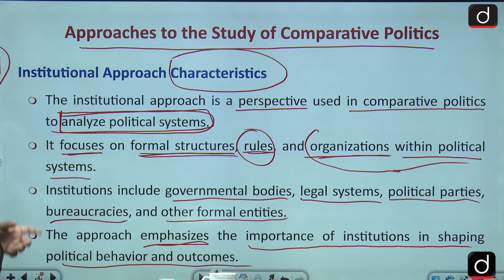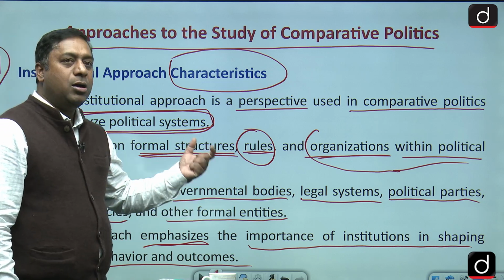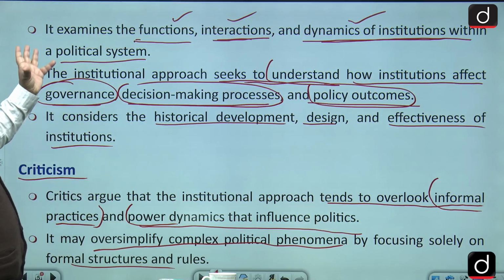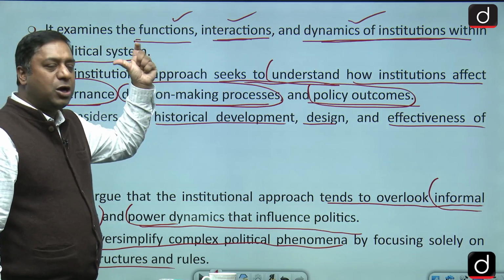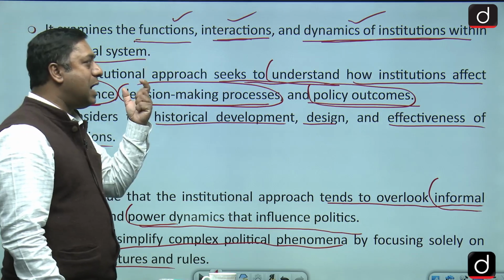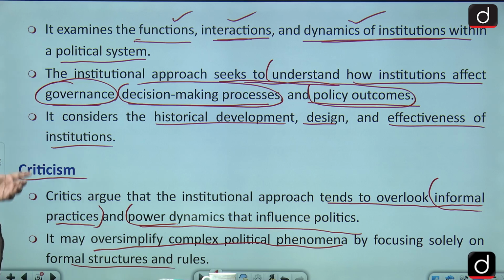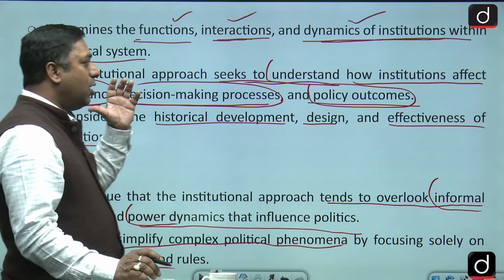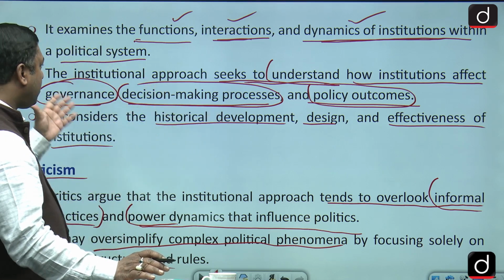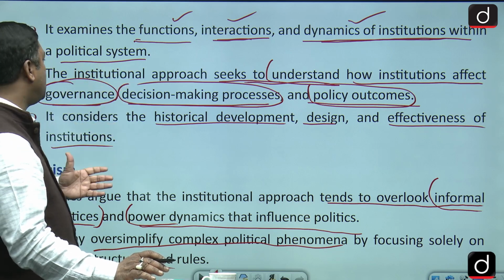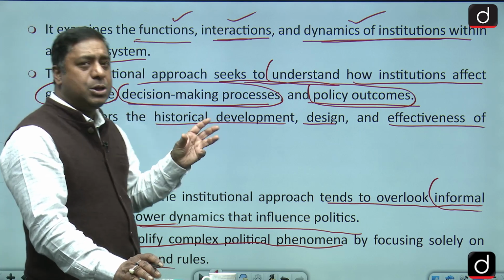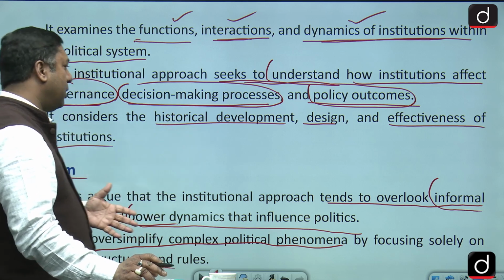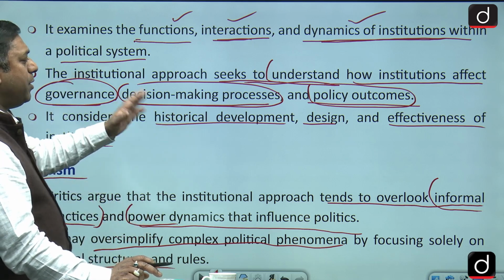Plus, this institutional approach also emphasizes the importance of institutions in shaping political behavior and outcomes. It also examines the various functions of the institution, the interactions and the dynamics of the institution within the political system. So, according to this approach, it seeks to understand how these political institutions are affecting governance, the decision making process as well as policy making. It considers historical development, design and effectiveness.